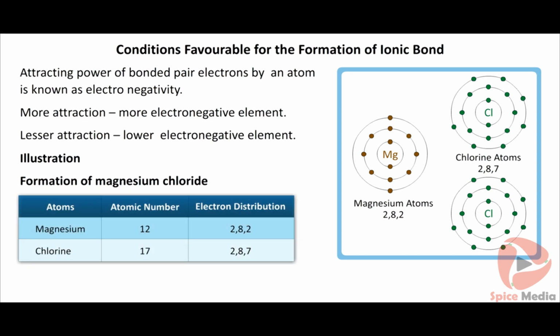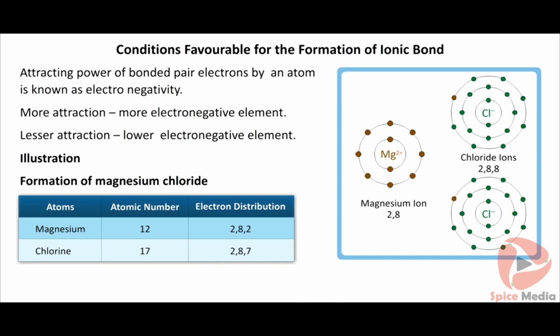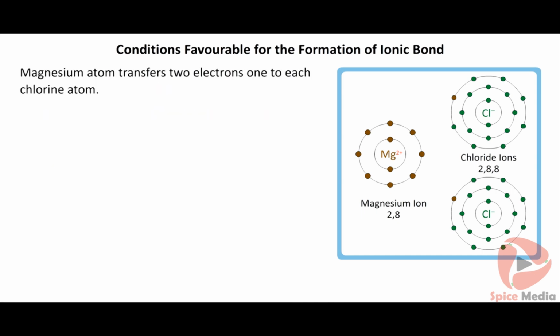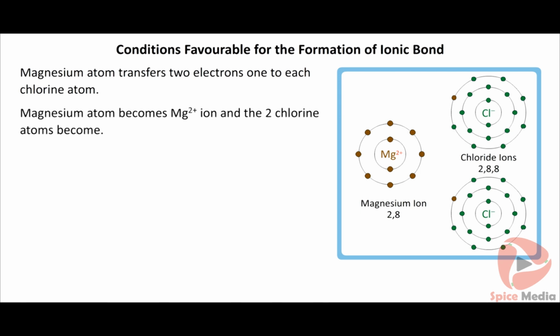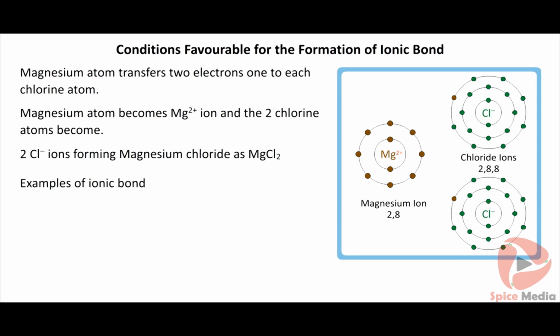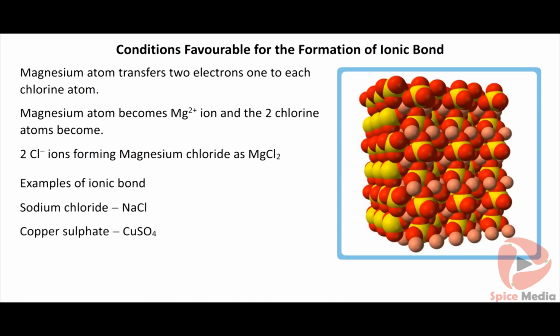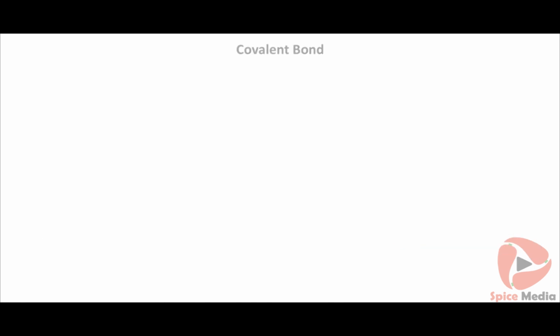Magnesium, atomic number 12, electron distribution 2,8,2. Chlorine, atomic number 17, electron distribution 2,8,7. Magnesium atom transfers 2 electrons, one to each chlorine atom. Magnesium atom becomes Mg2+ ion and the 2 chlorine atoms become 2 Cl- ions, forming magnesium chloride as MgCl2. Examples of ionic bond: sodium chloride, copper sulfate, and cobalt chloride.